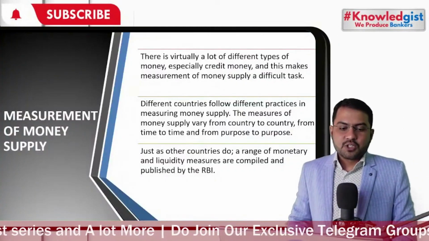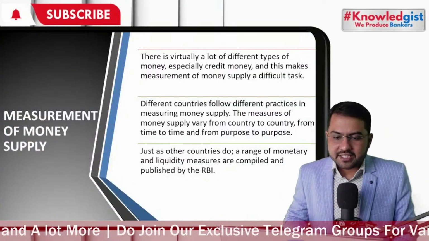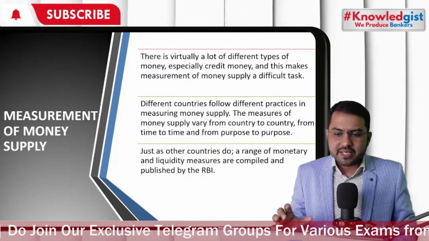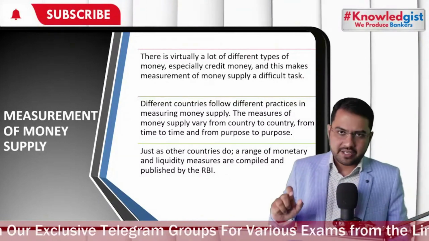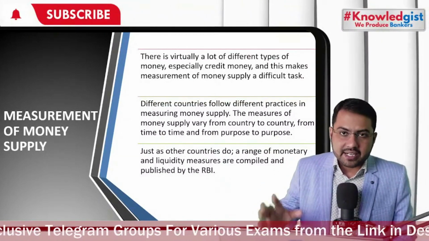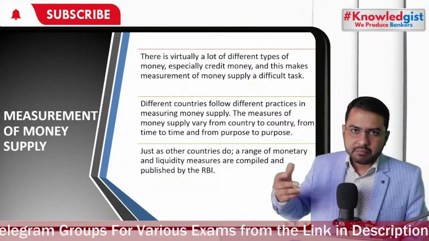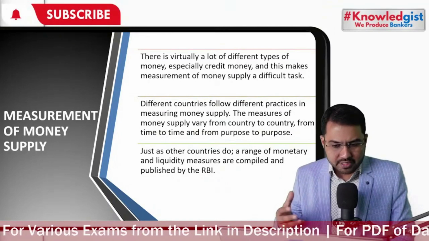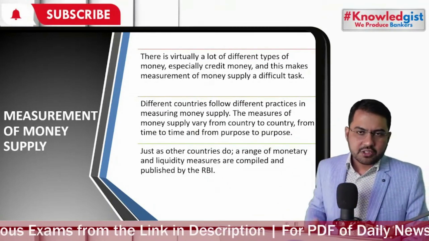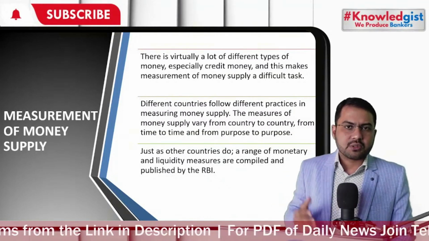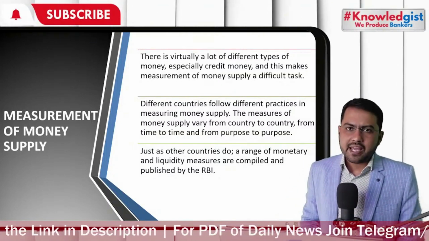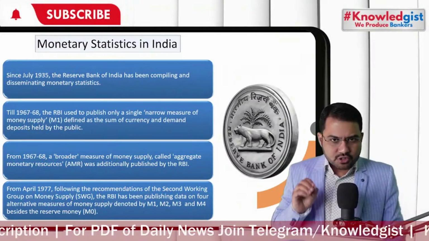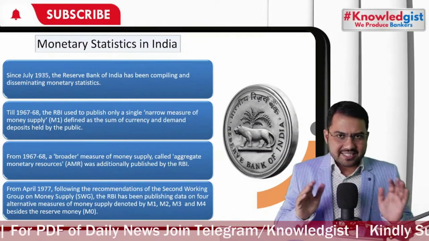Clear? Yes. So for the measurement of money supply, there are virtually a lot of different types of money, especially credit money, and that makes the measurement of money supply a difficult task. Credit money means the money that is created by the credit system of the banks, in the form of loaning to somebody else. Different countries follow different policies to measure the money supply, just as other countries do their own yardstick to judge the money supply. RBI has its own yardstick to measure, and more or less many central banks measure in that form. So there is little difference.